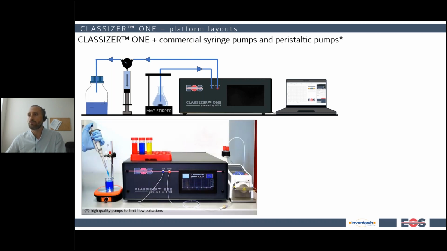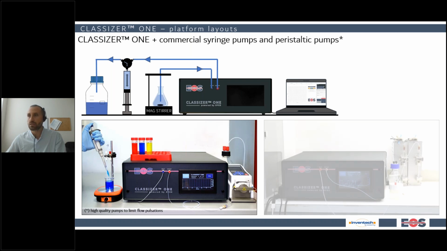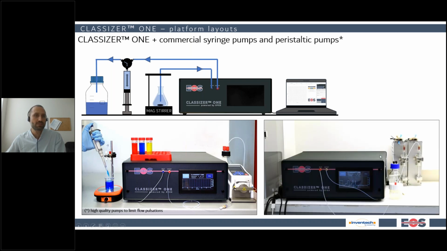You can rely on a peristaltic pump, a high quality peristaltic pump, as well as syringe pumps. In this case, we have a peristaltic pump. As you can see, we have a sample here to be measured. It is an ink. We pull the liquid through the device and then it goes to drain.